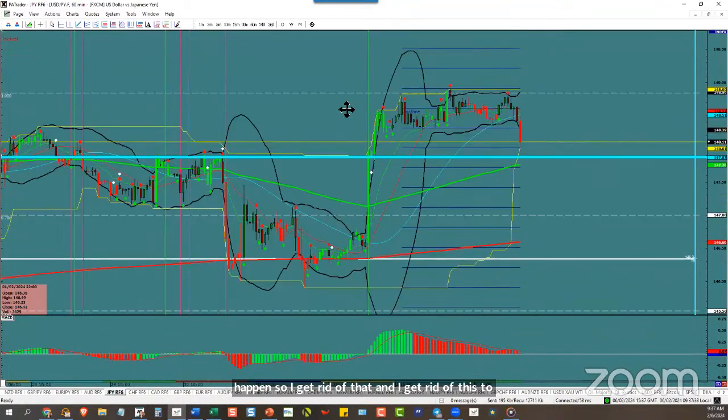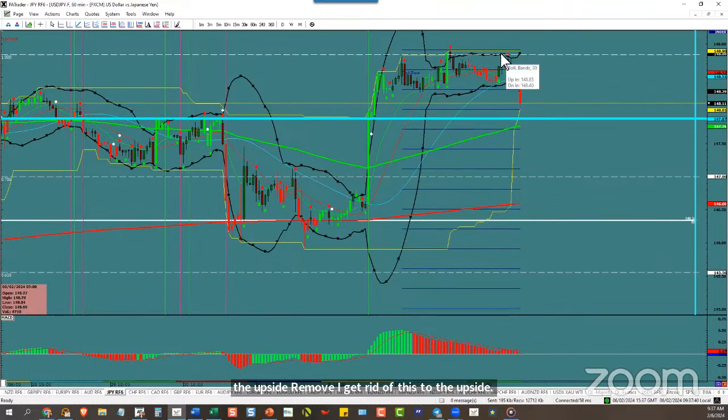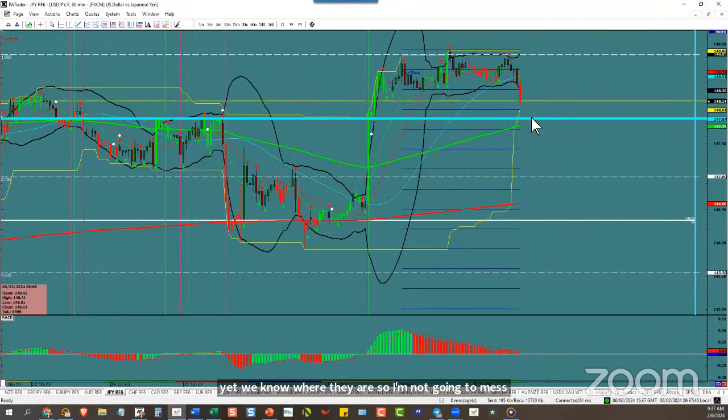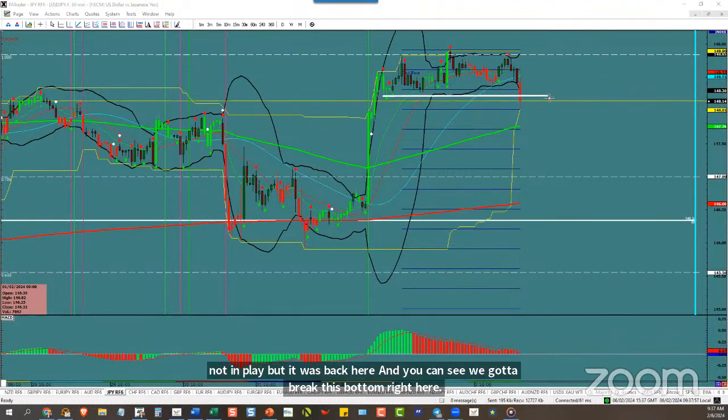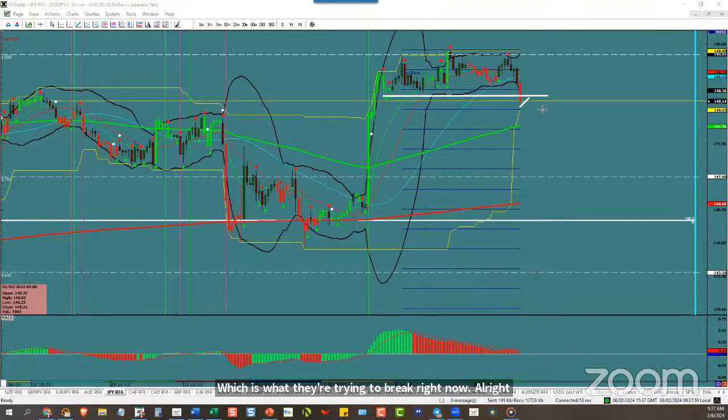All right. I already have the fibs. You see they're proven. Yeah, we know where they are. So I'm not going to mess with these because they're always showing you. This is one heck of a line right there. I'm going to take it off now because it's not in play, but it was back here. And you can see we got to break this bottom right here, which is what they're trying to break right now. All right. So break, hook, and go.